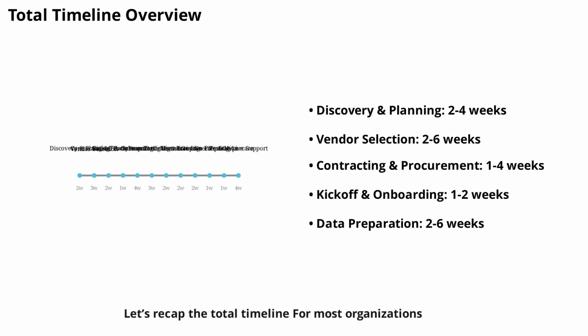Let's recap the total timeline. For most organizations, implementing customer success software takes between 12 and 30 weeks, depending on complexity and resources. Each phase builds on the previous one, and skipping steps can lead to problems down the road. A realistic timeline helps you manage expectations and deliver a successful project.